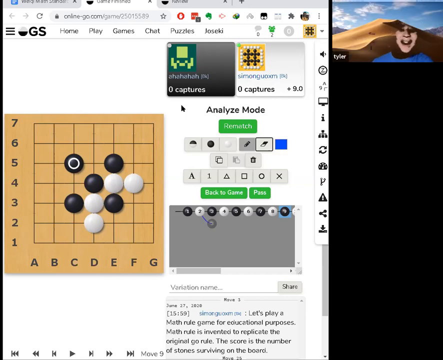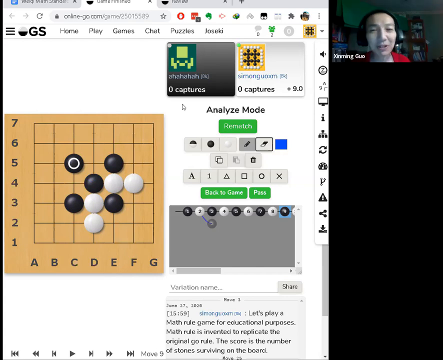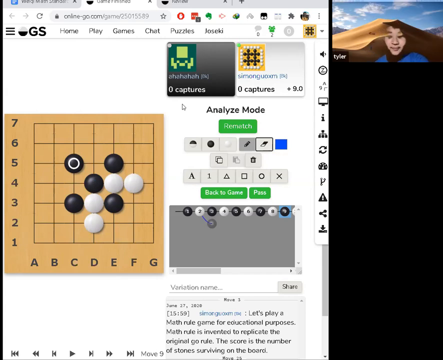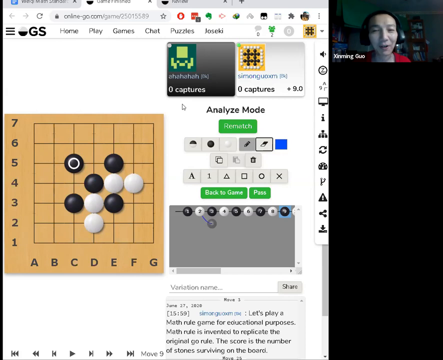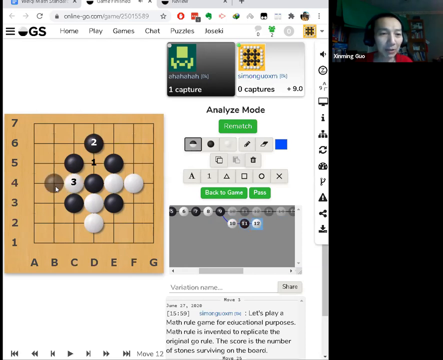So it's kind of a beehive now. Yes, almost a beehive. A beehive is usually made from a capture. A tiger's mouth, usually you have to make by yourself. Right now, black is a very safe group because there's no cutting point. The cutting point is protected by the tiger's mouth. And if white plays here, you can capture it.